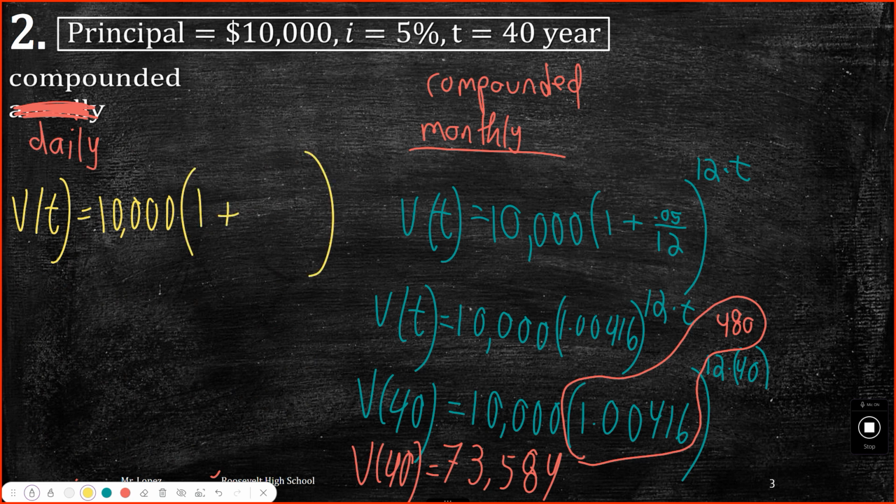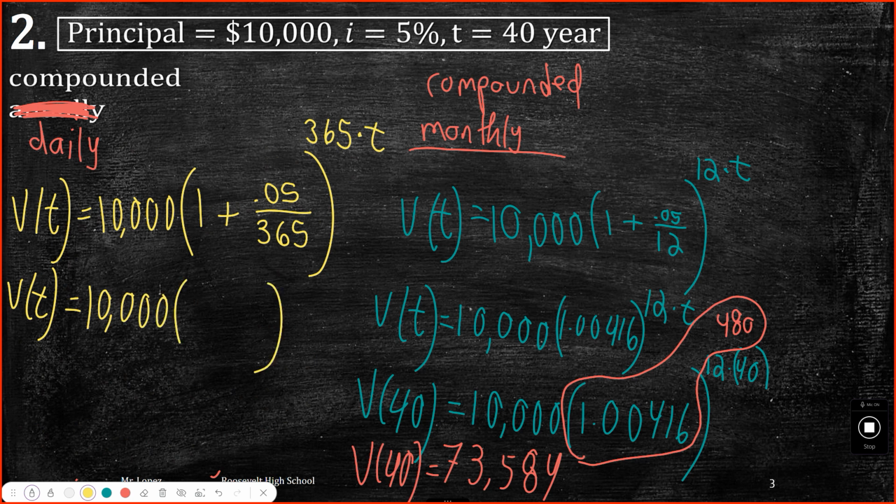One plus, what's the interest rate? Let's keep it at 0.05. How many days are there in a year? 365. You're going to divide that 0.05 by 365. That bottom number goes to the top, and then we times that by T. There's the formula for this one now. So the value of t, V of t is equal to 10,000.